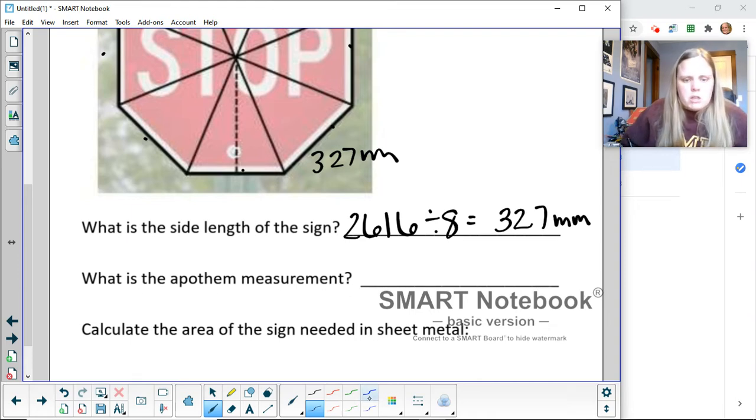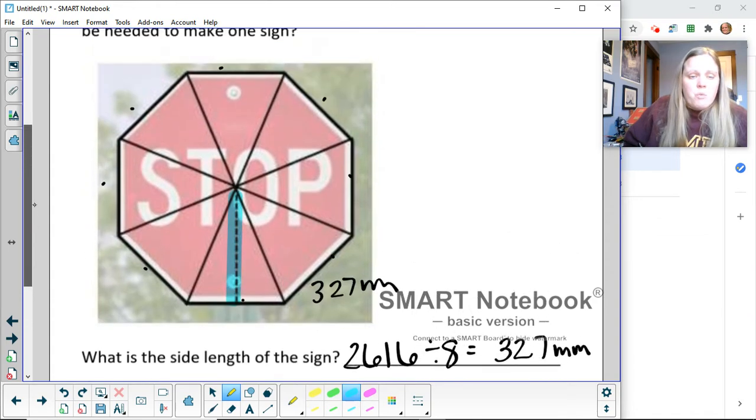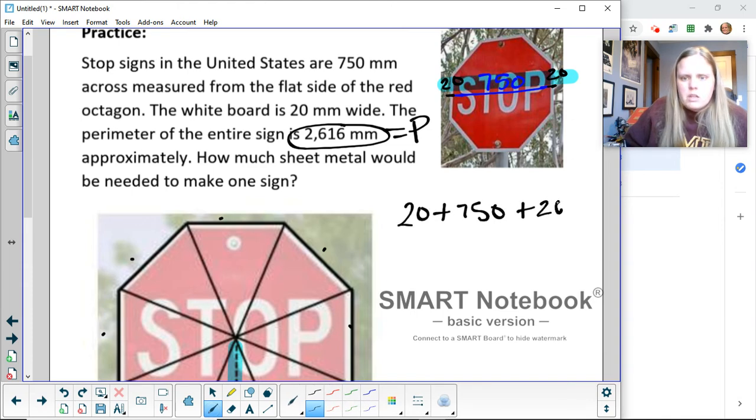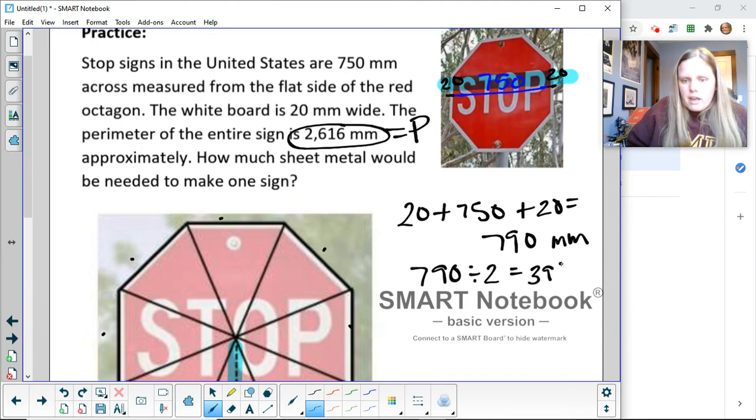Okay, what is the apothem measurement? Well, I know the apothem is from the center. Ugh, that pink doesn't show up very good. It's from the center out to the edge. And so I need to know halfway across the stop sign. So looking all the way across, that was 20, 750, and 20. So I need 20 plus 750 plus 20. What is that? Okay, I got 790 millimeters all the way across, but apothem is only halfway. So I'm going to take that 790 and chop it in half. 395 millimeters.